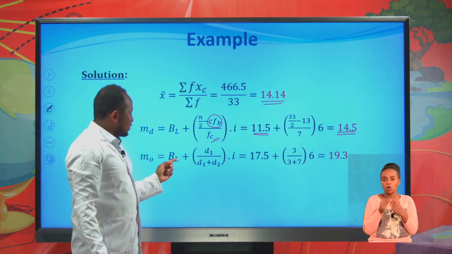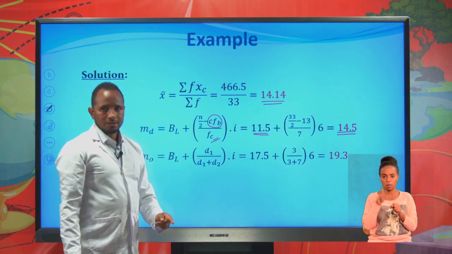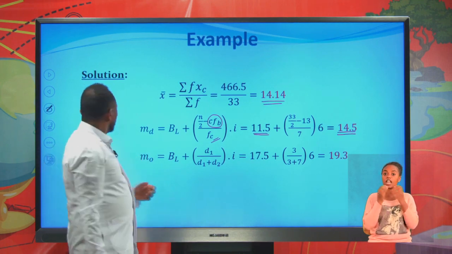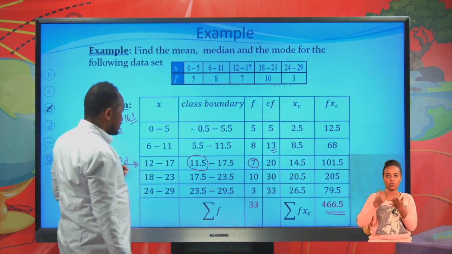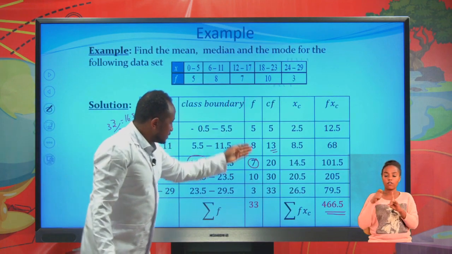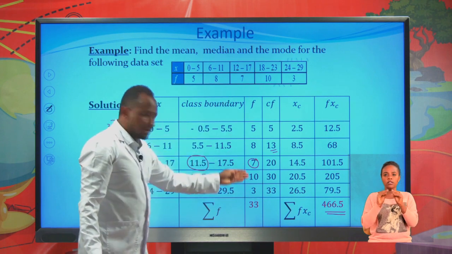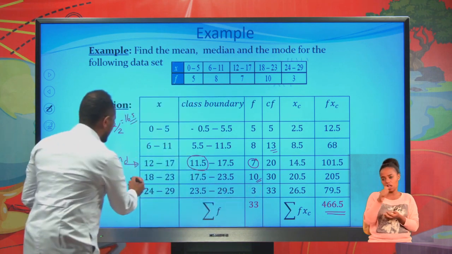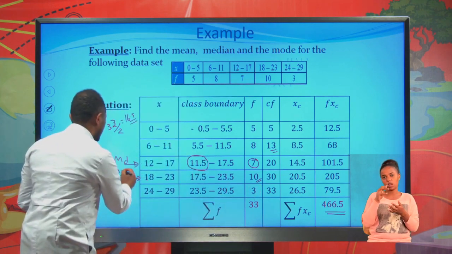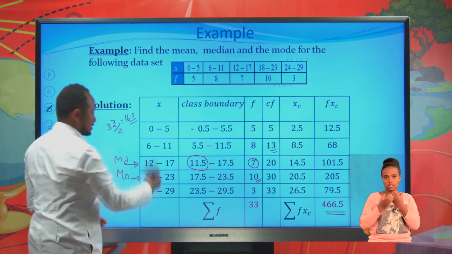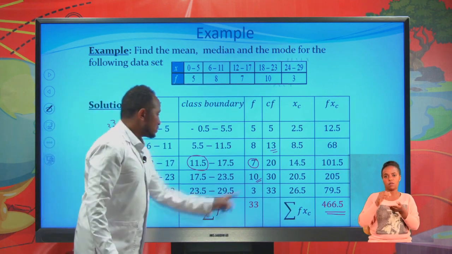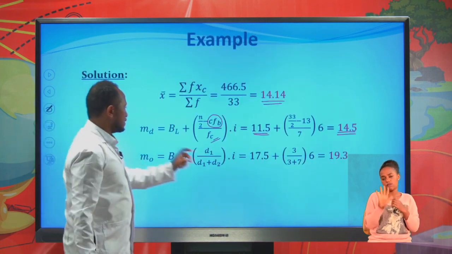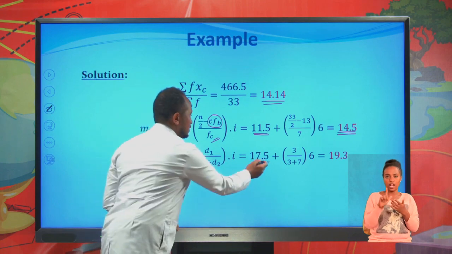So to calculate the mode, we need to find the modal class. The modal class is the class with the highest frequency. So here, from this set of frequency, the highest one is 10. Therefore, this one is the modal class. So its lower class boundary is 17.5. So here BL is 17.5.